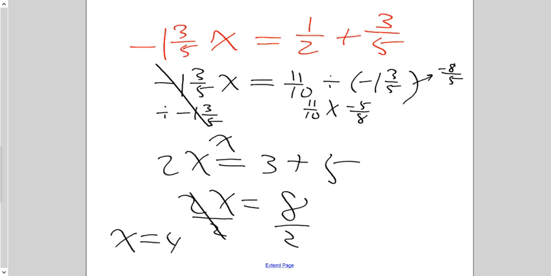Now that we have that, you can simply multiply the numerators to get negative 55 over 80. Or if you reduce it by a factor of 5, when you multiply it out, you will have x equals negative 11 over 16, which is your final answer.